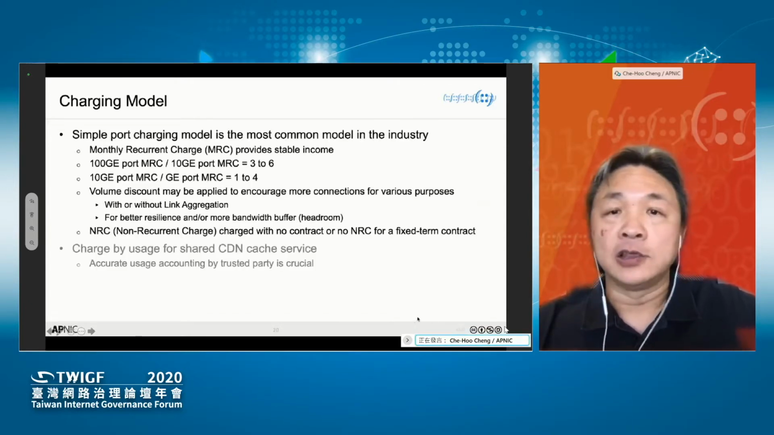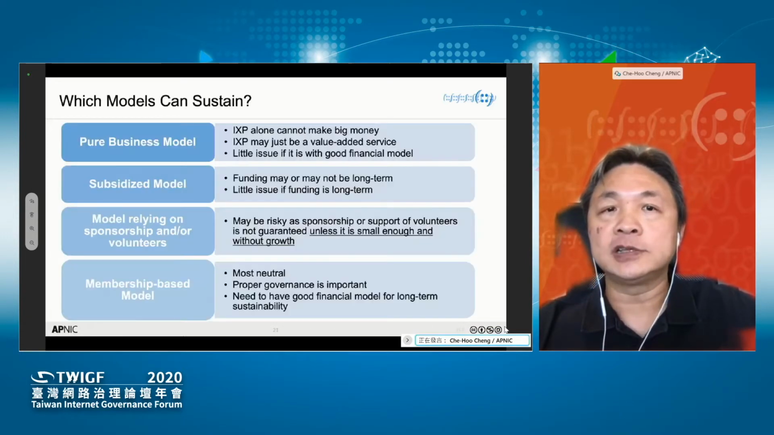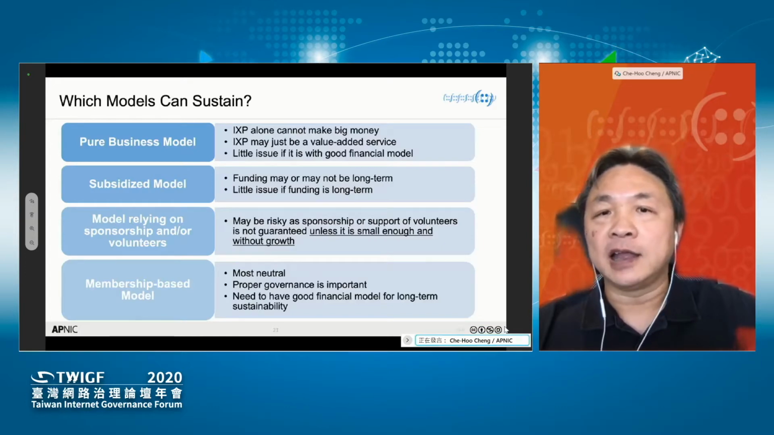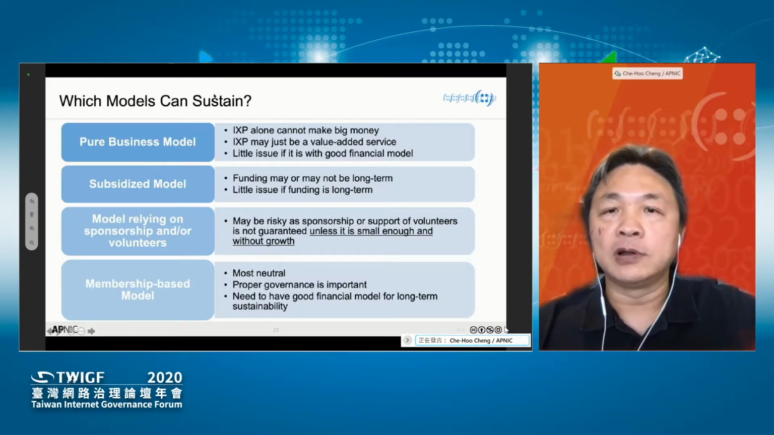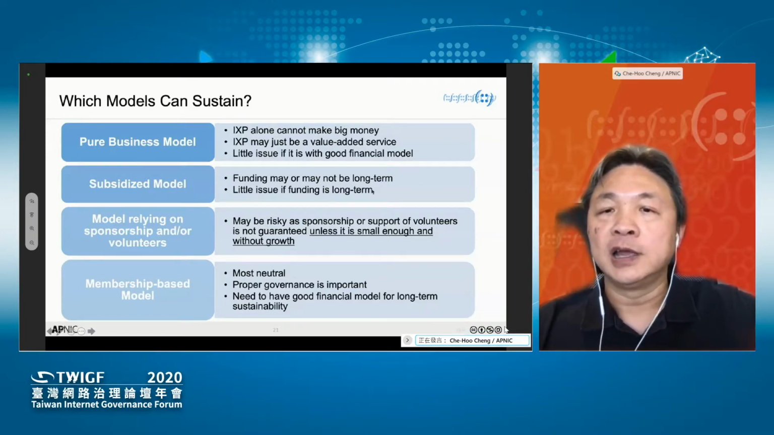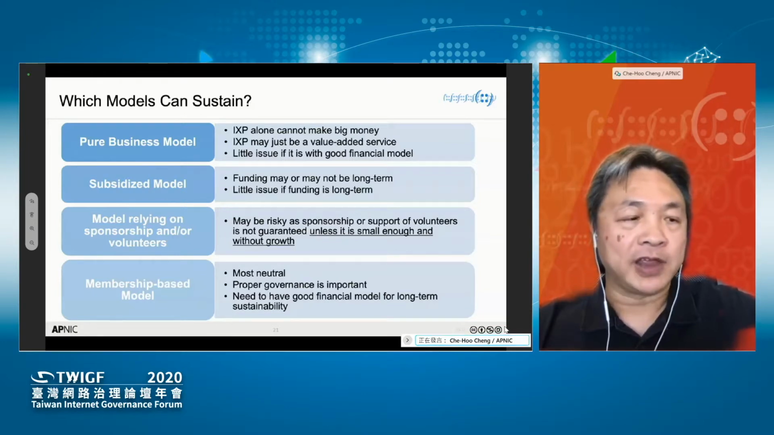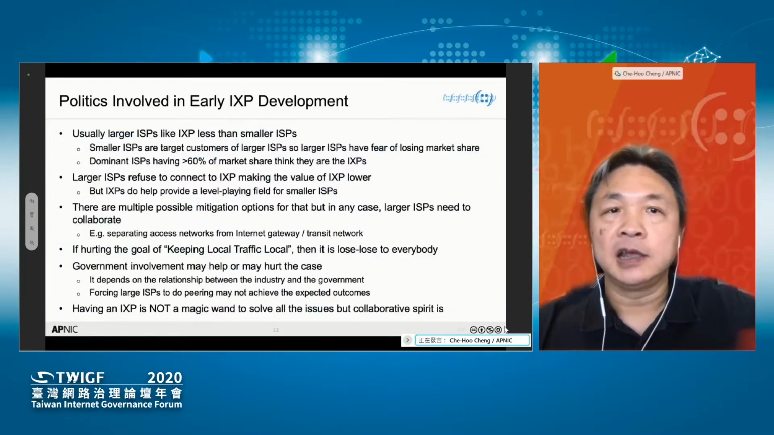You should charge a port charge in order to gather enough income for your operations. And these are possible models that you can consider, and their likelihood of sustainability. I won't go through it, but I want to highlight that you cannot set up an IX depending only on sponsorship or volunteers, because it's very, very risky, because the money is not guaranteed. So you should think about having a charging model in order to sustain.